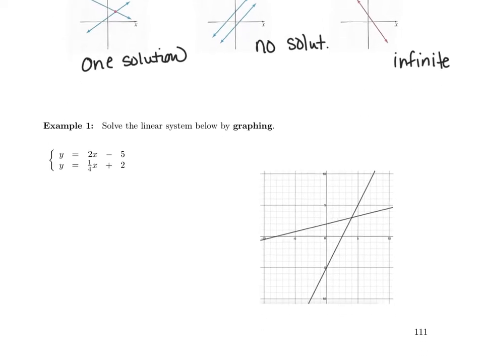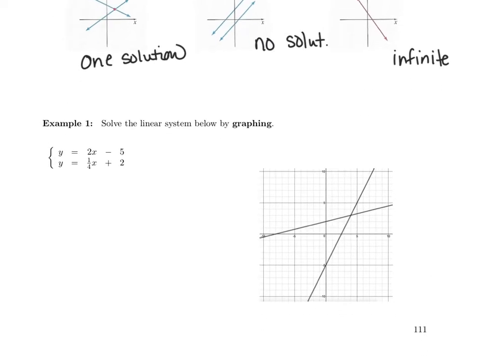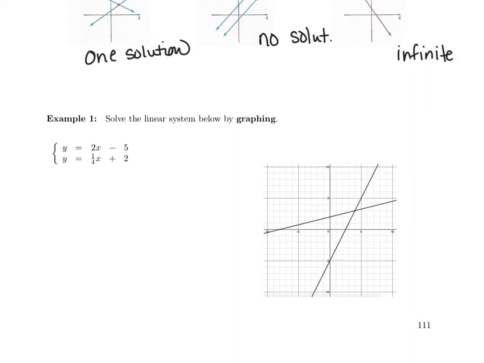So when you look at this example 1, both of these lines are graphed in y equals mx plus b format. So if you look at your first line, the slope is 2, and the y-intercept is -5. So when you go plot that, remember you start with your y-intercept, so -5, and then you rise 2 and run 1. Rise 2, run 1. So they've already graphed that line for us.